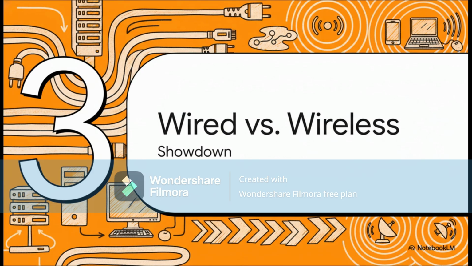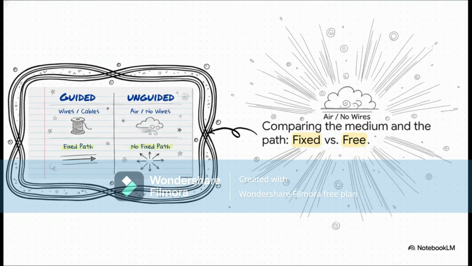This next part is almost guaranteed to pop up on your exam. It's time to put guided and unguided media side by side and really lock in the key differences. So pay close attention here. So let's start with the most obvious stuff you see here. The number one difference is the medium itself. Are we talking about physical wires or are we talking about open air? And that one difference changes everything about the path. One is a fixed track and the other is a free-for-all broadcast. It's as simple as that.